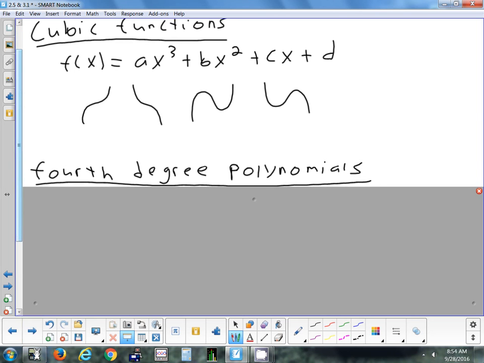All right, so 4th degree polynomials. We haven't really spent any time with those. How many times do you think a 4th degree polynomial can cross the x-axis at most? Yeah, Zach? 4 times. How many turns do you think it can take at most? 3. Yeah.